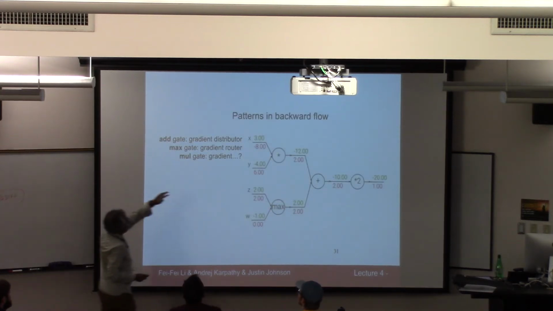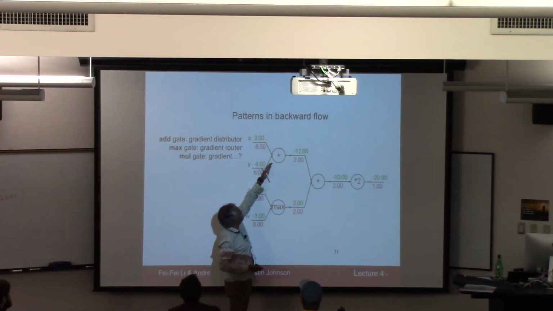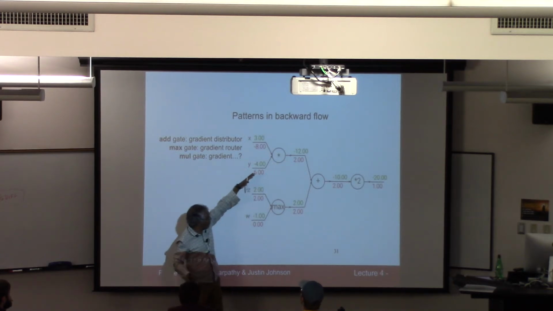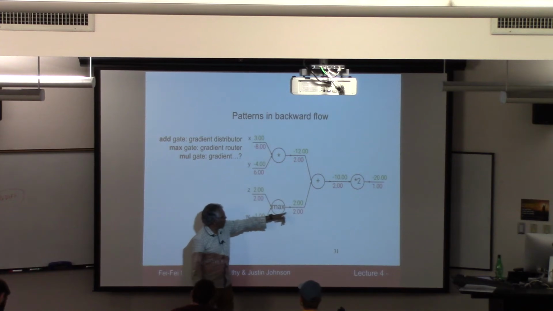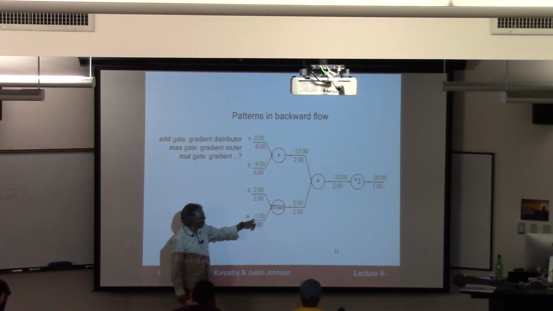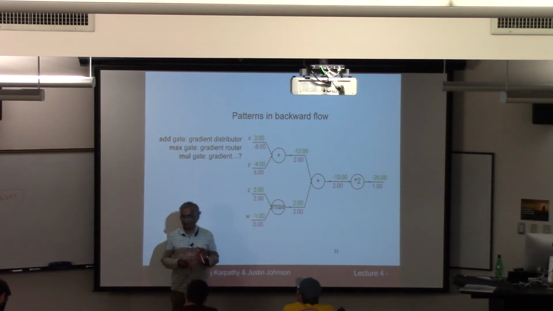So the patterns in backward flow, as I said, the multiplication is more complicated. I won't talk about it right now. You can read it in the Andrej write-up. The max is essentially a router. In this particular case, this is 2. So you came up to here, and this is 2, this is minus 1. The max of 2 and minus 1 is 2. So all the gradient goes just that direction. And the plus is a splitter.